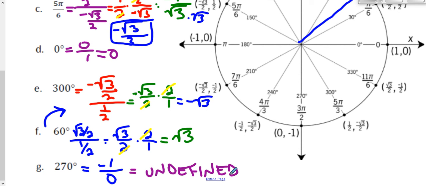In the next video, we'll be finding some amplitudes, periods, and vertical shifts, and then we'll start graphing.